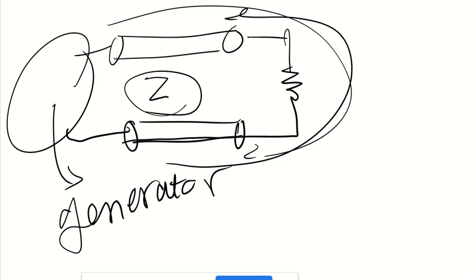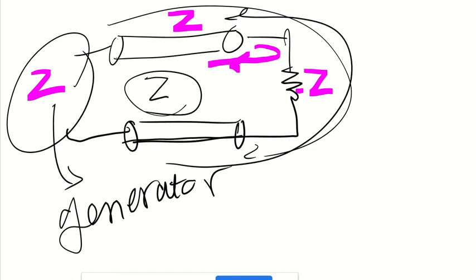Now, another thing you should keep in mind is that this transmission line has an impedance, my load has an impedance, and my generator has an impedance. As long as all these impedances are matched, everything is good. But if, for example, the impedance of this transmission line is not matched with the load, that is when the reflected part will occur.